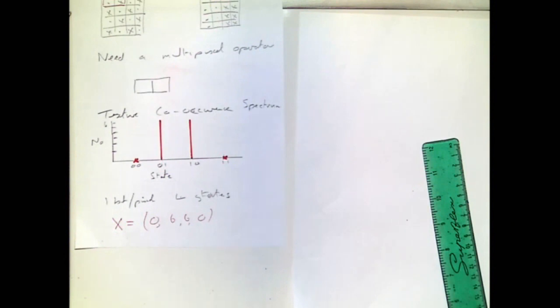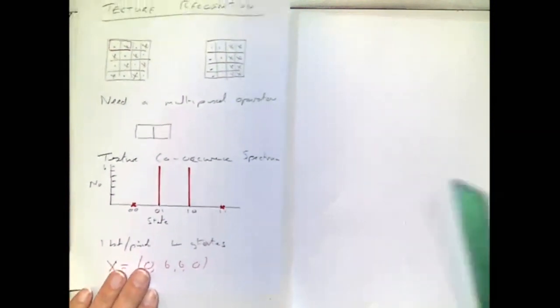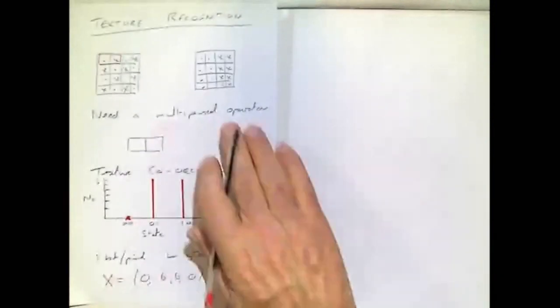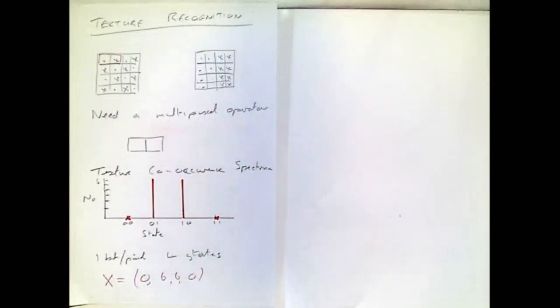Right. Now apply the operator to the second texture. How many noughts in the second texture? 4.